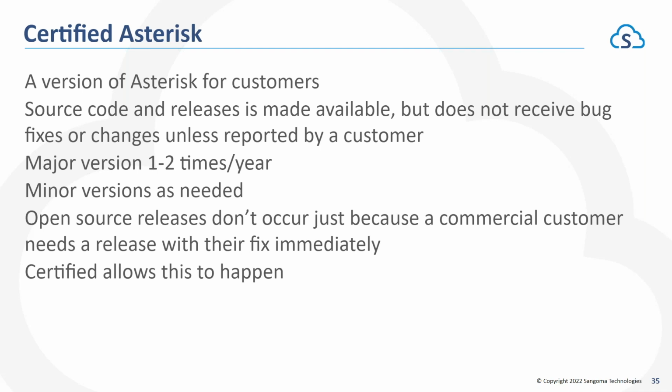In general, we target a major version every 1 to 2 times a year. That's extremely flexible depending on things, and then minor versions as needed. And this is because fundamentally, open source releases aren't driven based on any of our commercial customer needs. Certified allows us to do a release for them on a schedule that better fits them. So I try to keep those two separated.